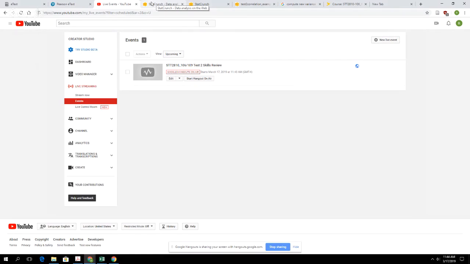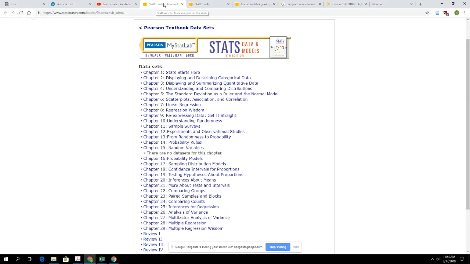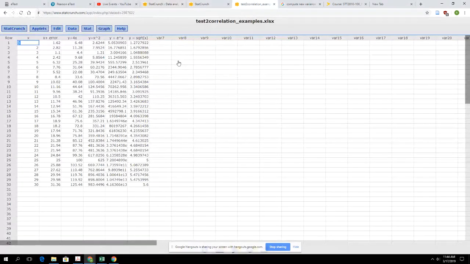So I'm going to go through some of the tools that I think would be helpful on the test coming up Friday, and we'll move on from there. I had a lot of questions about the residual stuff, so I thought I'd start out just by doing the basic correlation stuff.